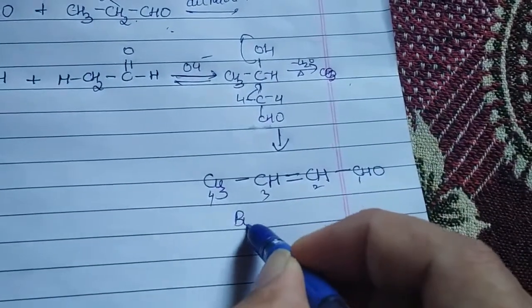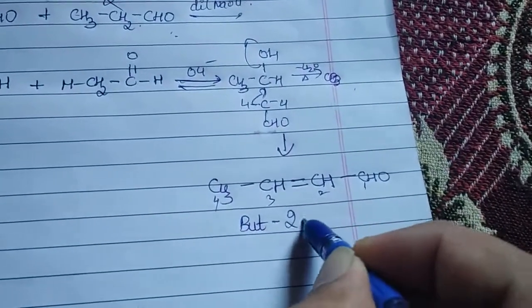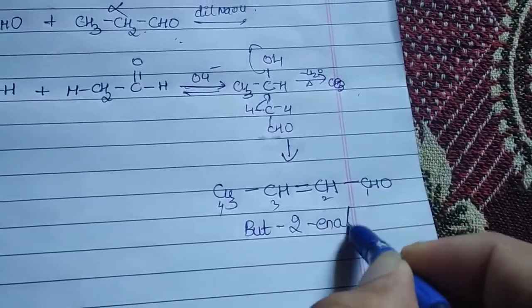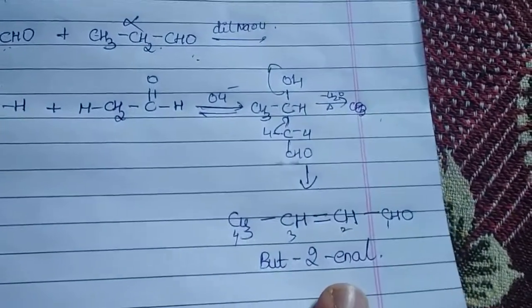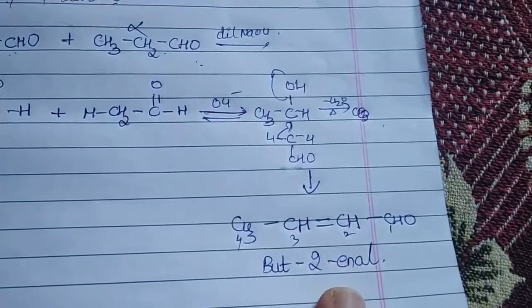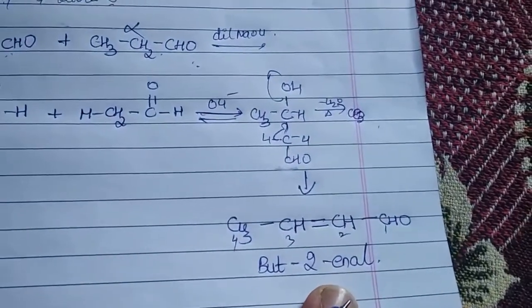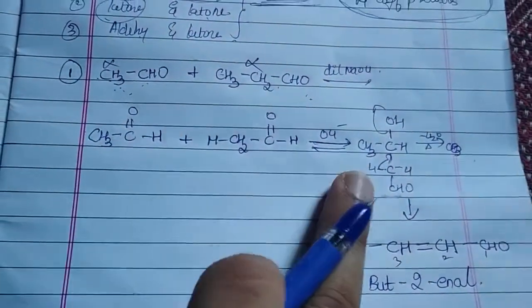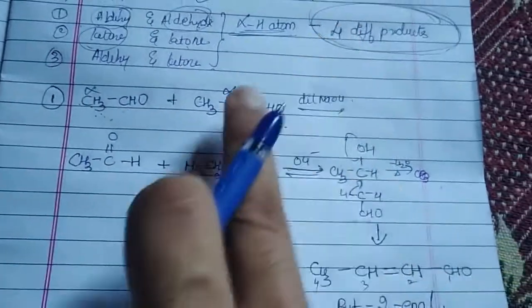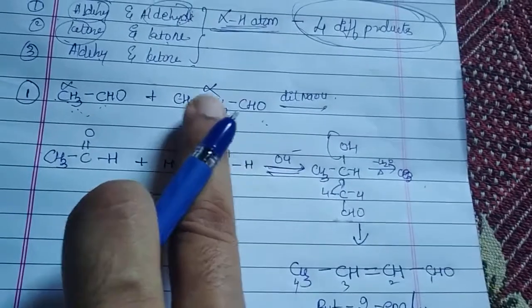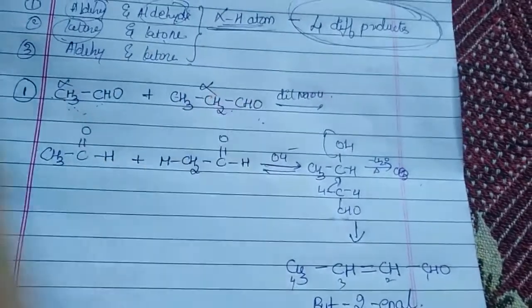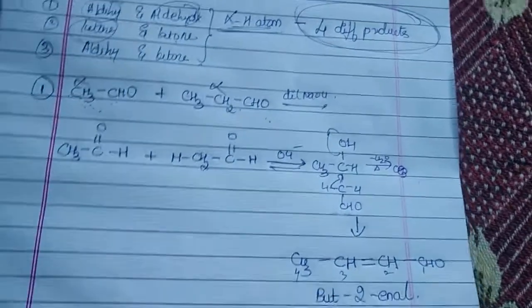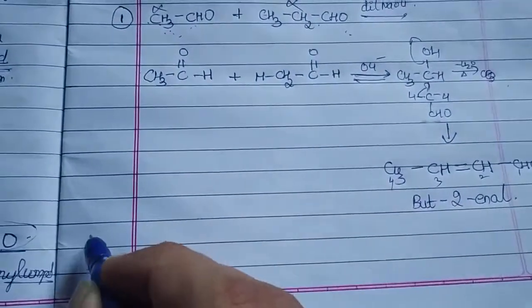So I can call it but-2-enal. Mark my words, I am writing the product so that you should be aware of what type of products you are getting. This is what forms when ethanal is undergoing an aldol condensation. Similarly, there is another aldehyde, propanal, which also has an alpha hydrogen atom. So of course it will also undergo aldol condensation first. So let me go on with it.